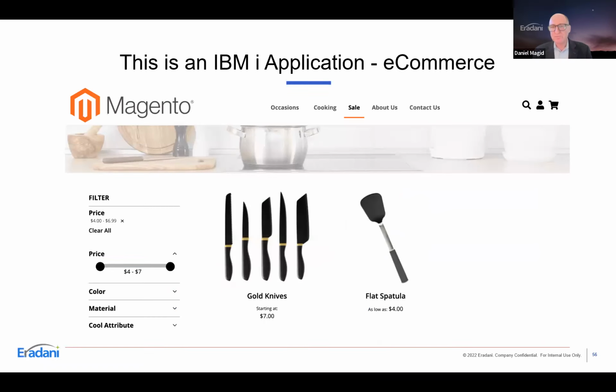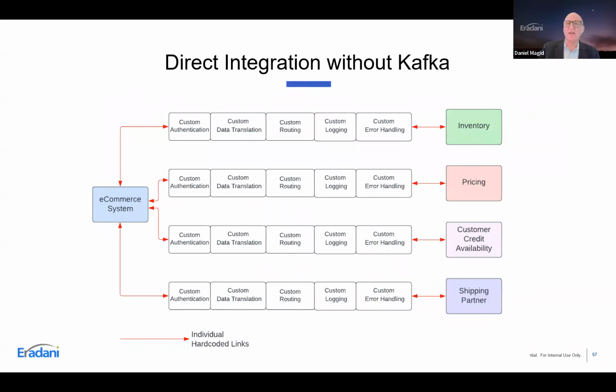For example, if I've got an e-commerce site where I'm showing my items and people are entering orders through that site, if I want to check inventory, I might have to write a custom integration to my inventory system, and then another integration to my pricing system, and another integration to credit availability, and another integration to my shipping partner to get shipping information. So I'm writing a bunch of individual integrations.